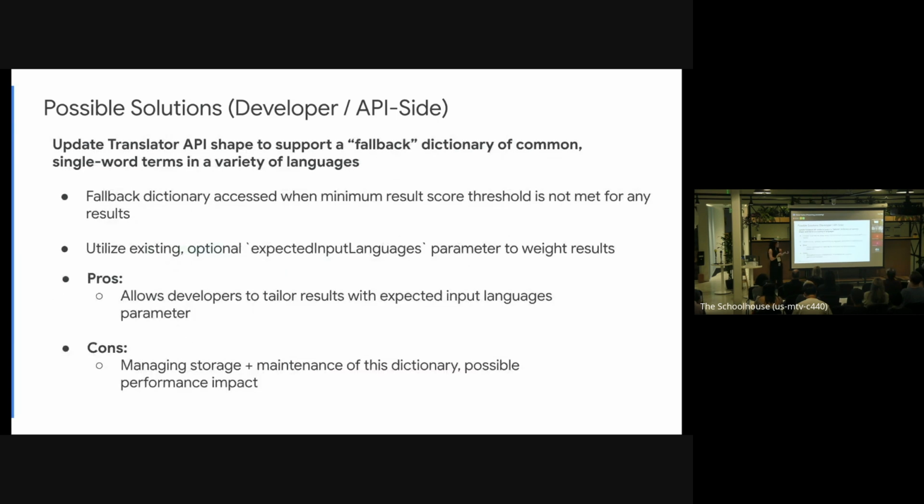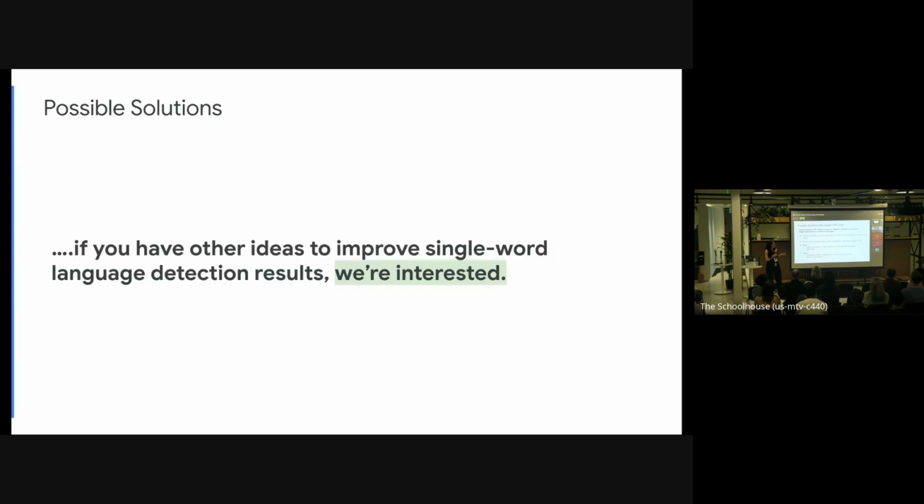We also considered using a fallback dictionary, but that's kind of defeating the purpose of an on-device AI API in the first place. We could also allow some developer input using the expected input languages parameter to weight results. But we'd have to also maintain this dictionary, store it, decide what words are going in it, and possibly remove it once model results improve over time.